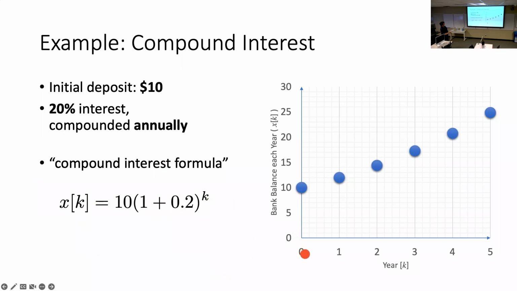So you could say at year 0, I have $10 in the bank. At year 1, because it's compounded annually, I've got whatever, 12, and so on and so forth. And you get this kind of growing curve here. And so that's one perspective.